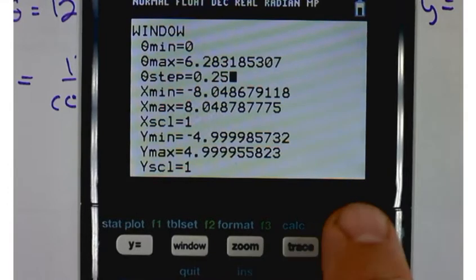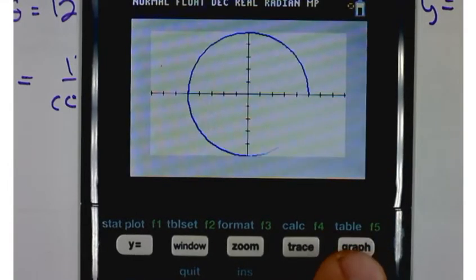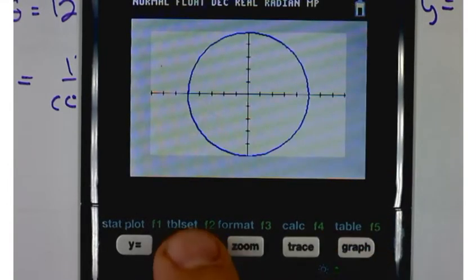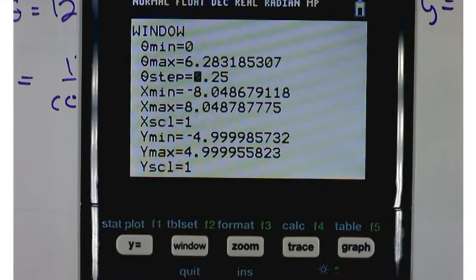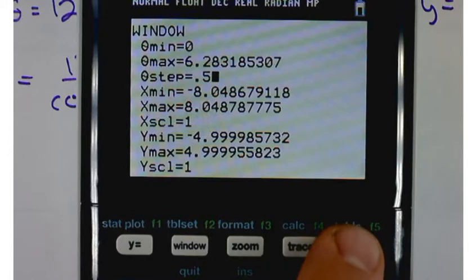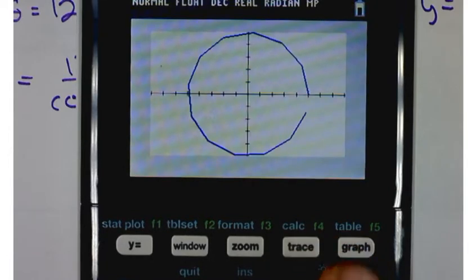What do you think is going to happen now? Yeah, all right. It worked a little bit faster. Let me do theta step as 0.5. That's a little bit too big, but hopefully it'll get across my point. All right, there you go.